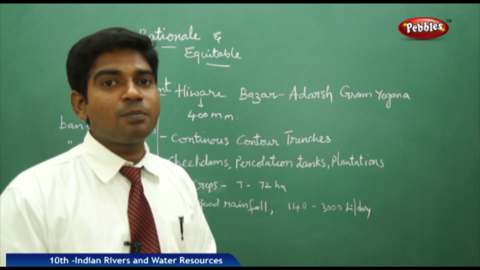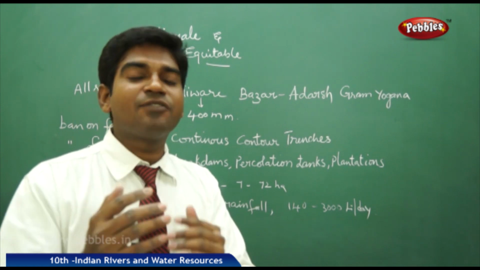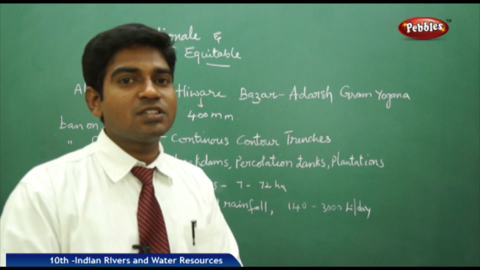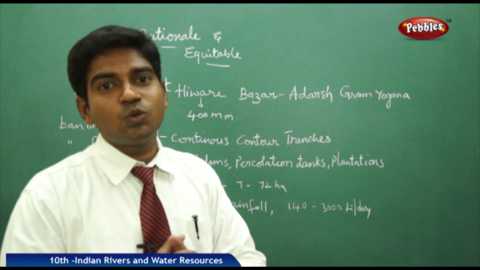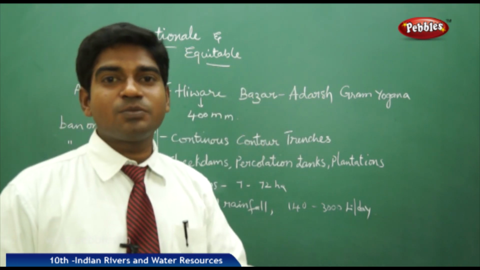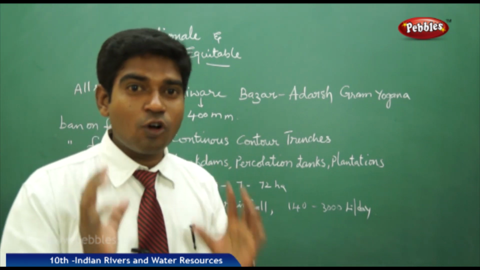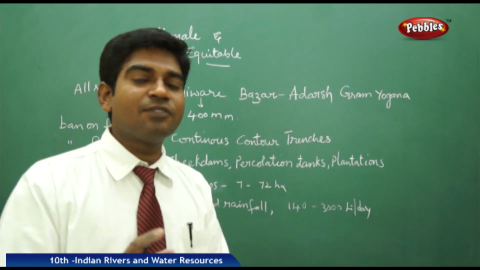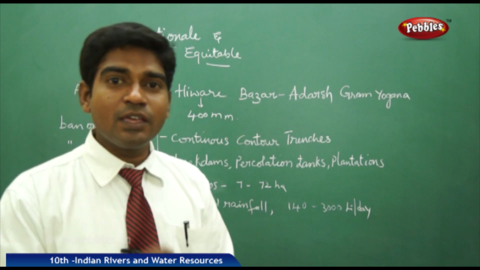So if we plan properly and use our resources rationally with equitable development, definitely we can reach a sustainable extent and get remarkable changes. Hiware Bazar is a good example to address rational and equitable development. When we plan properly, and everybody cooperates, the society plans something and the government executes it properly, definitely we can reach some point of success where remarkable changes can be noticed.